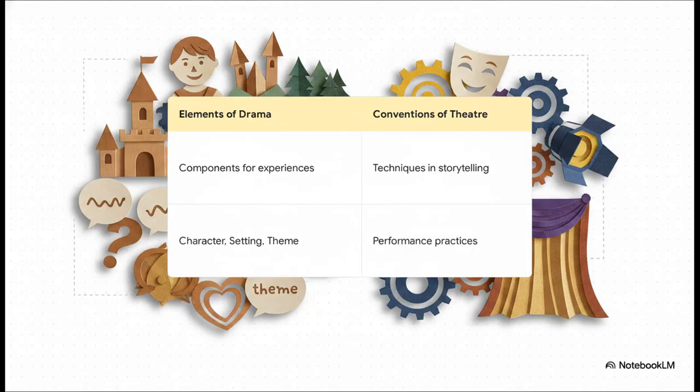And that brings us to the distinction between two other major terms from our descriptor, elements of drama versus conventions of theater. The elements of drama, those are your raw components, the tools we use to build the experience. We're talking about the character, the setting, the spoken dialogue, and the central theme. On the flip side, the conventions of theater are the accepted techniques and practices used in storytelling. Think of the elements as your building blocks and the conventions as the rules for how we actually put those blocks together to tell a compelling story.